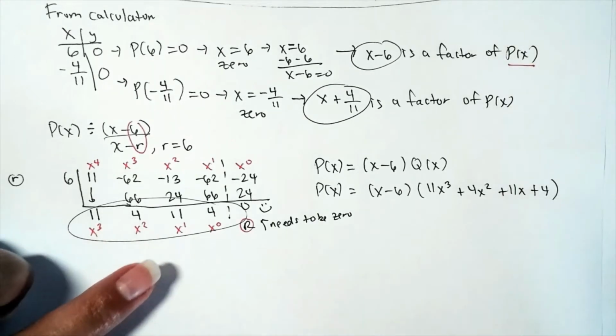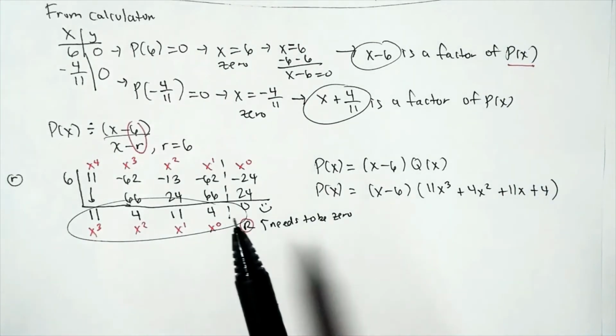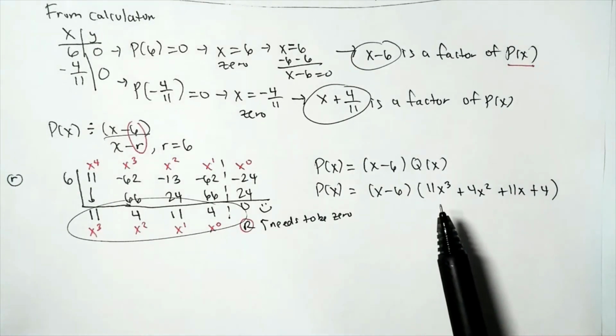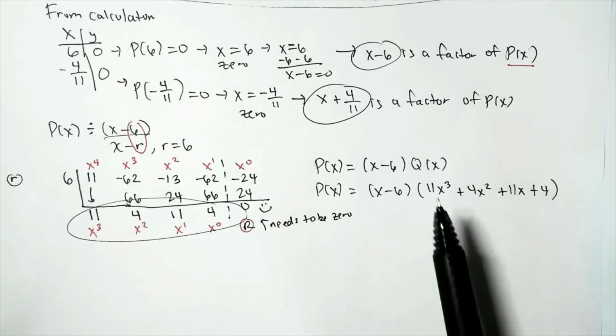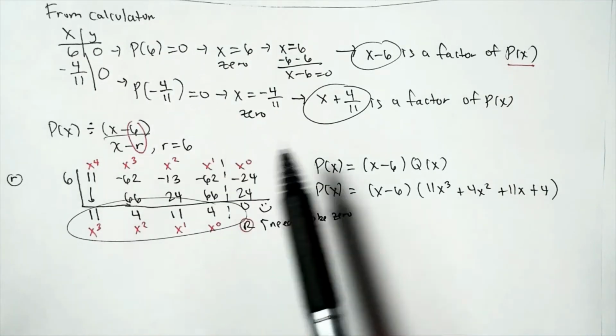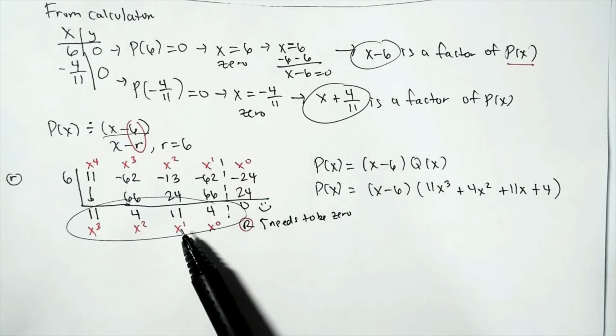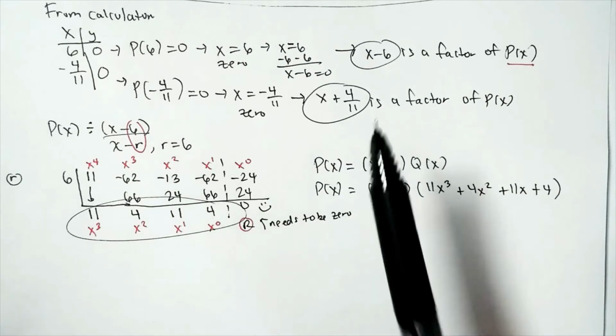Fantastic. Now the question is, what are we going to do? Well, the degree of the resulting quotient is 3. I don't know how to solve a cubic equation algebraically unless I graph it. So we're going to look at the next 0. We had said that x plus 4/11 is a factor, so we're going to take our quotient and divide it by x plus 4/11.